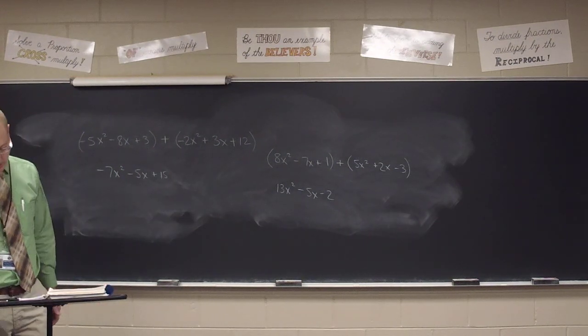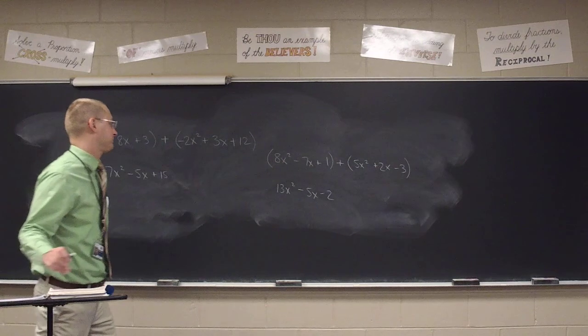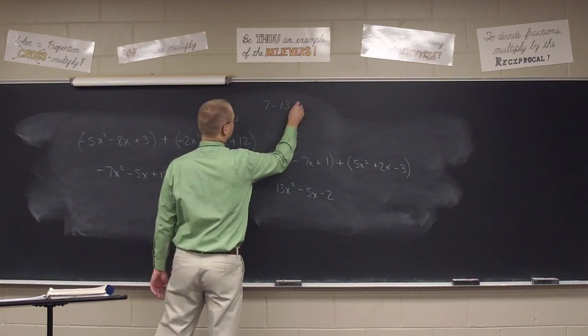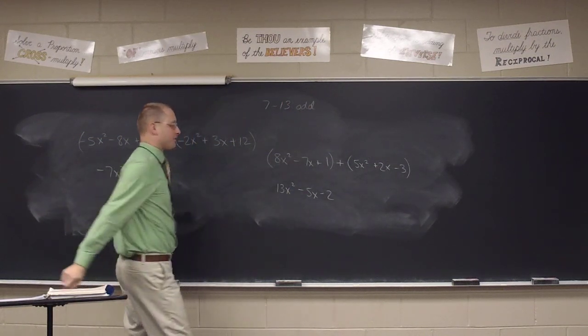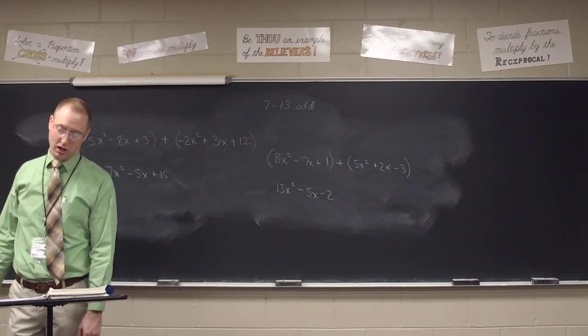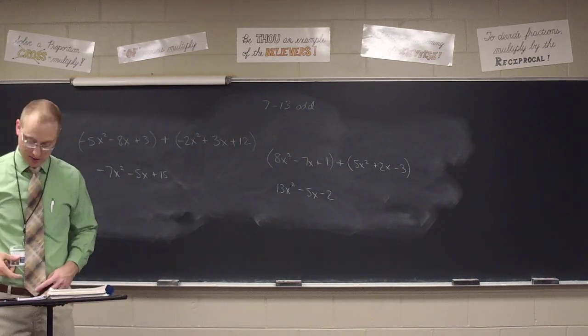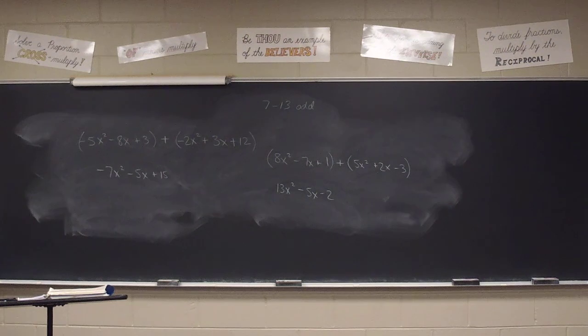All right, so I want you now to do 7 through 13, the odd. Again, if it's after the minus sign, you change all the signs. And I do it right there in your book. I wouldn't even write them on paper because I'd be too lazy to write it on paper.